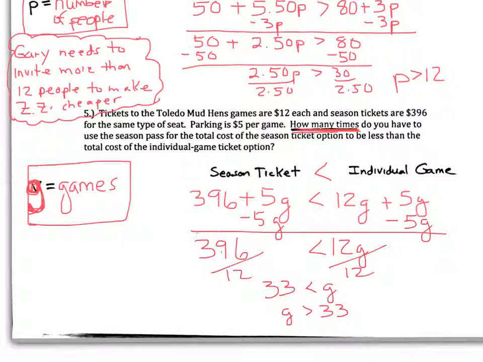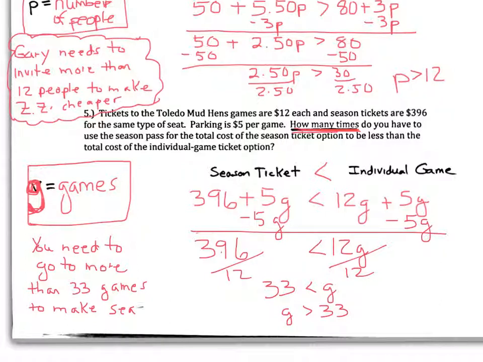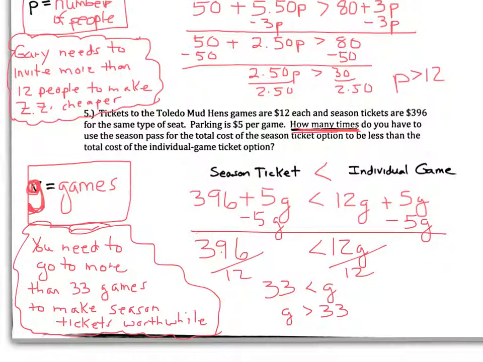So what that means is you'd need to go to more than 33 games in order to make a season ticket worth it. If you're not going to go to more than 33 games, then don't buy the season tickets. It's not worth it.